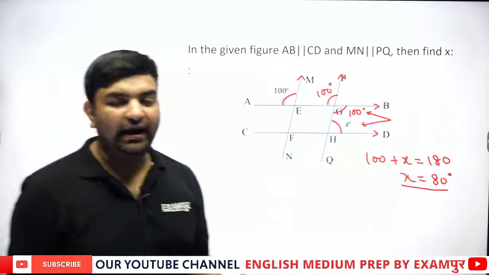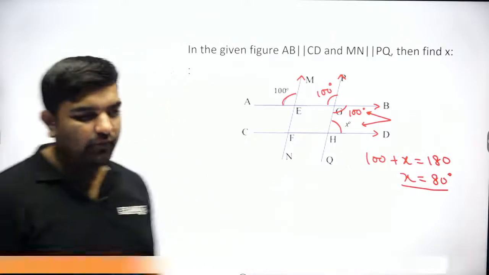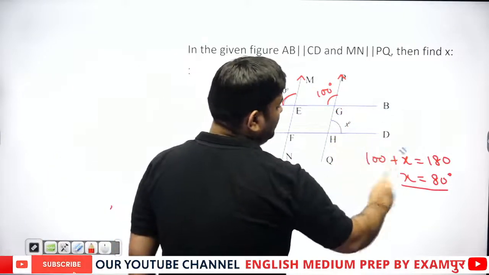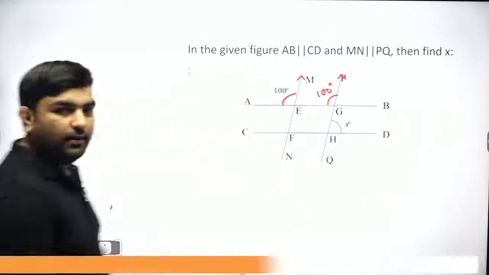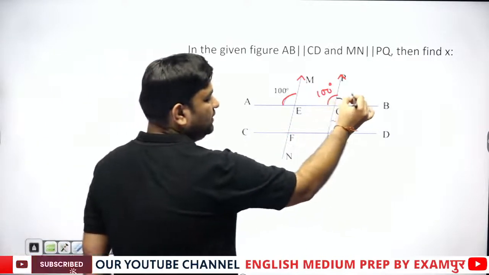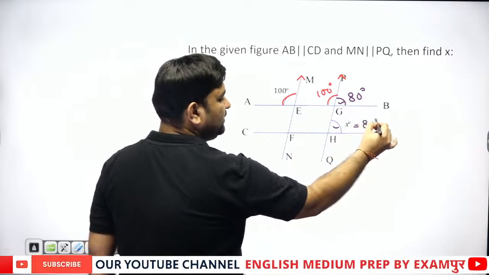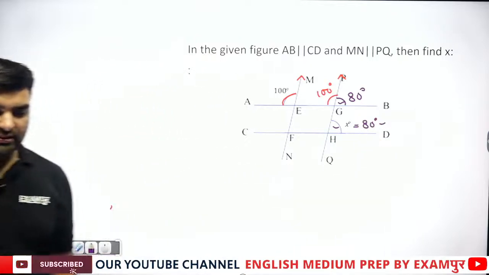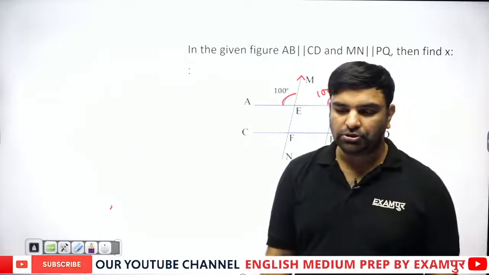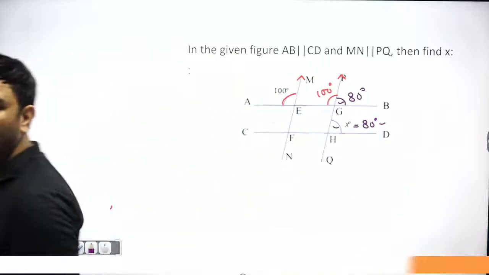Now, if you are a great fan of corresponding angles only, then if this is 100, this is 80. And 80 and X are also corresponding, so X is also 80. So only corresponding angles are also sufficient to answer this particular question.